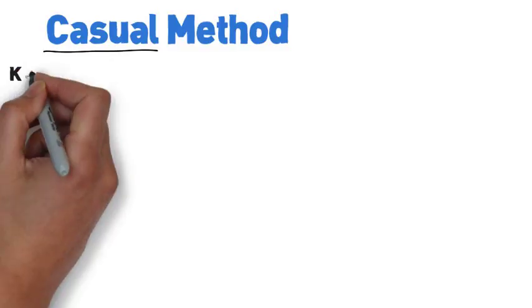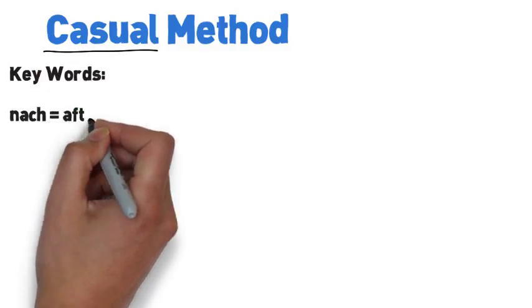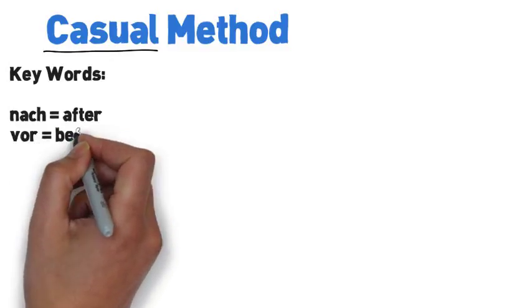Let's move on to the casual method. As the name suggests, this is the method you would probably use if you didn't need to be extremely exact about the time. 3:15 instead of 15:15. You may be giving the exact same information, but doing it in the casual method seems a little more natural, especially if you're just having a conversation with friends.